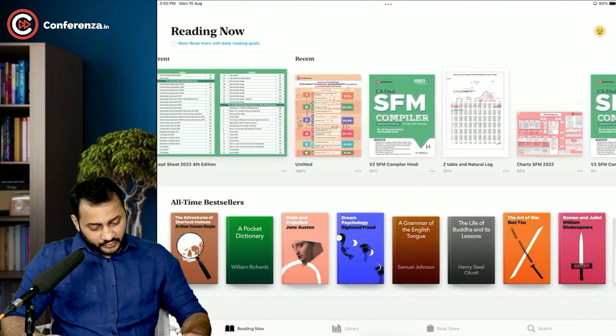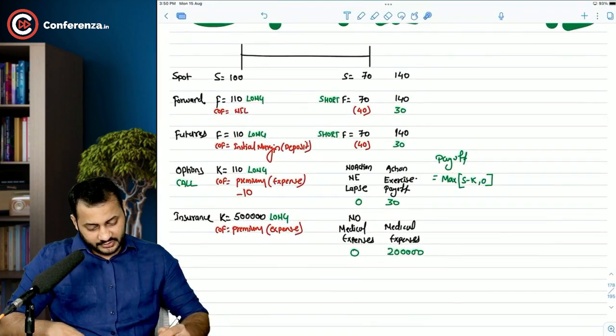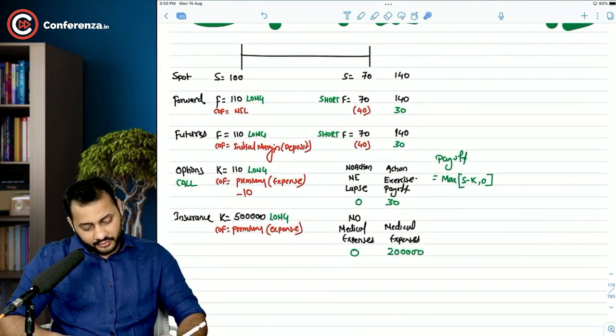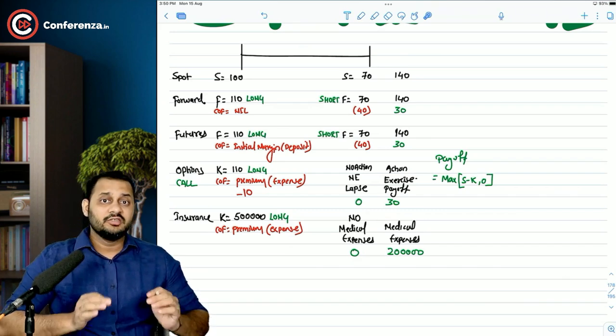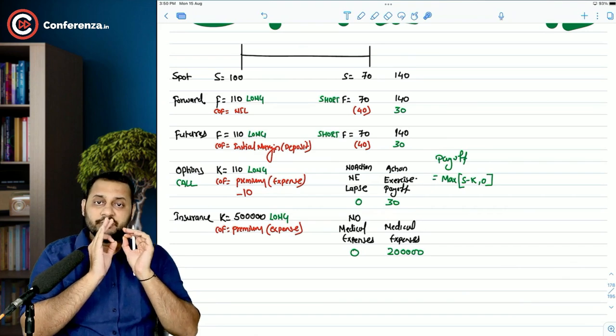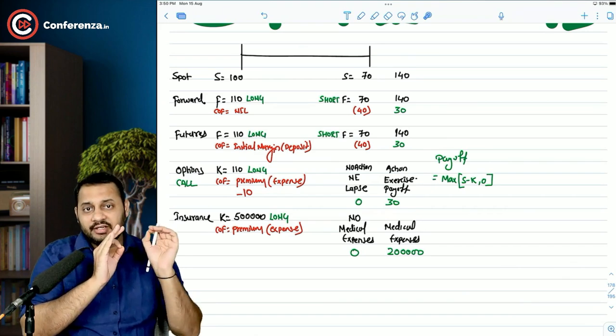Again, before moving over to the concepts, it's very important to understand the meaning of interest rate risk.